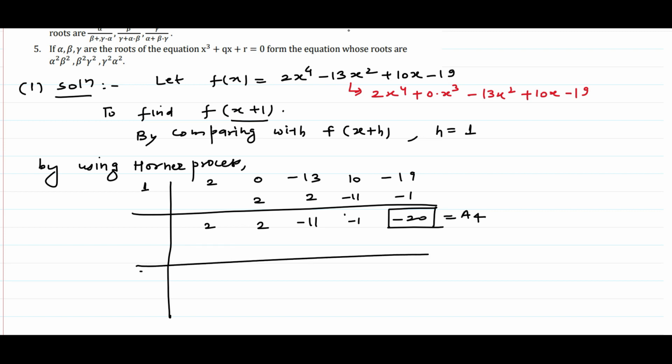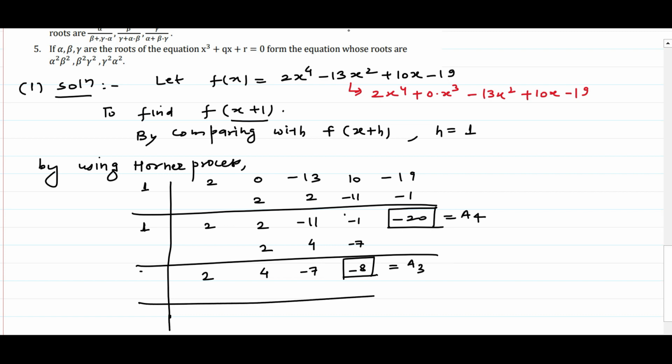Again apply the same, right here, 1 times 2 gives 2. 2 plus 2 is 4. Here 1 times 4 is 4, and -11 plus 4 is -7. Then -7 plus... it will give -8. So this gives a3. Again apply 1 times 2, it will give 2, and then 6, that is -1. So this value is equal to a2.